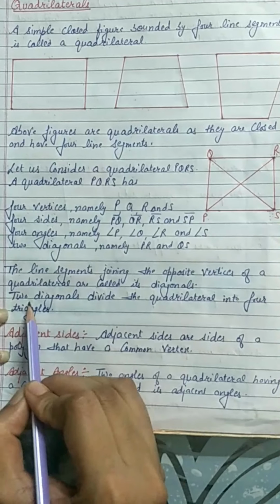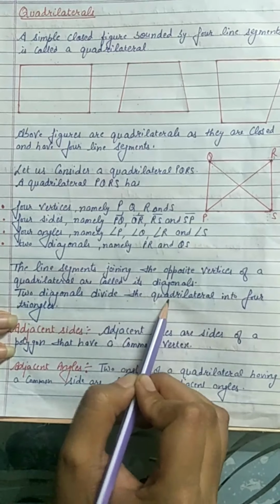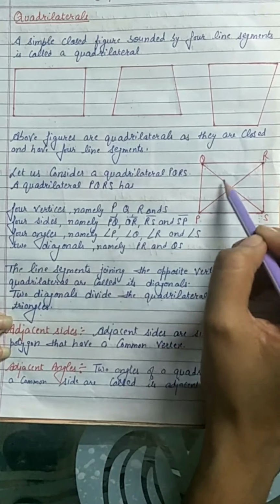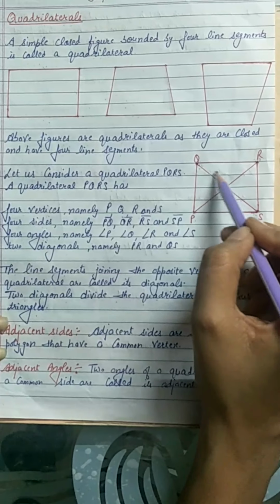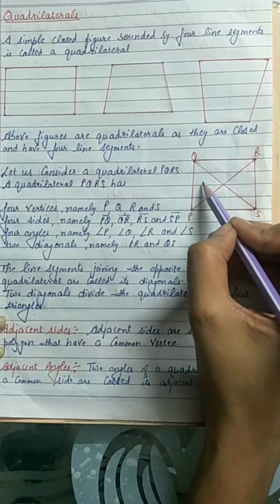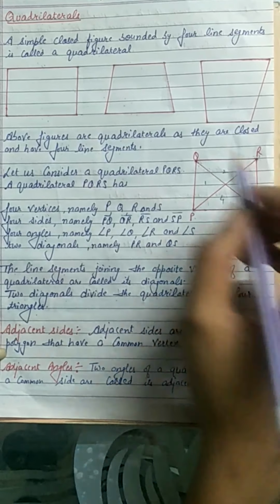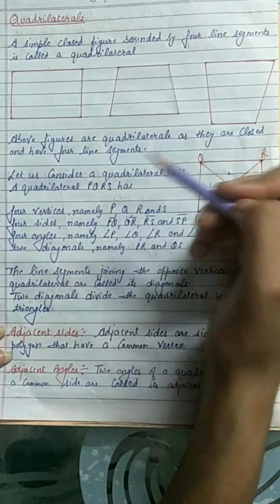You can see 2 diagonals divide the quadrilateral into 4 triangles. If there are 2 diagonals, these 2 diagonals divide this quadrilateral into 4 triangles. This is 1, 2, 3, 4. I hope quadrilateral is clear to all.